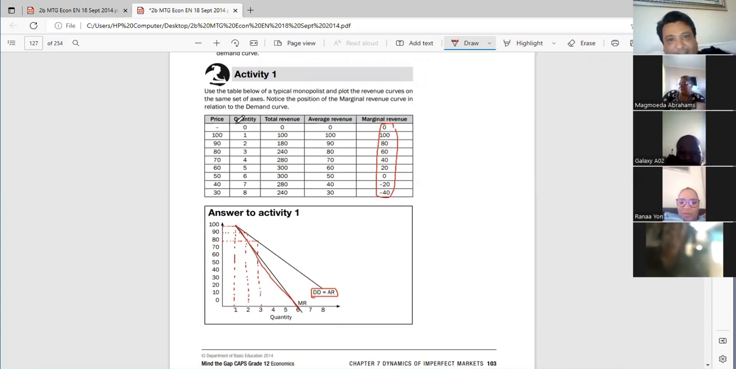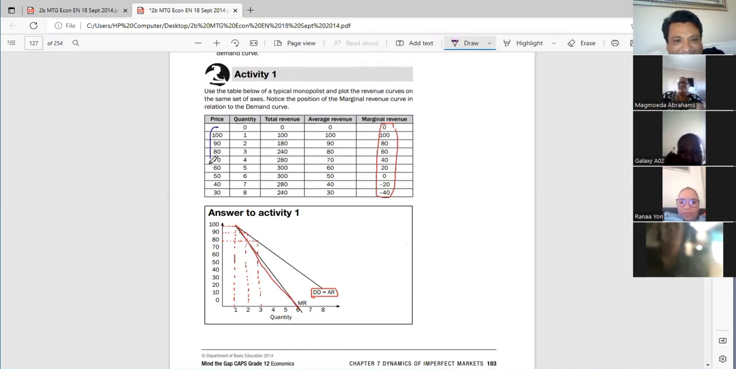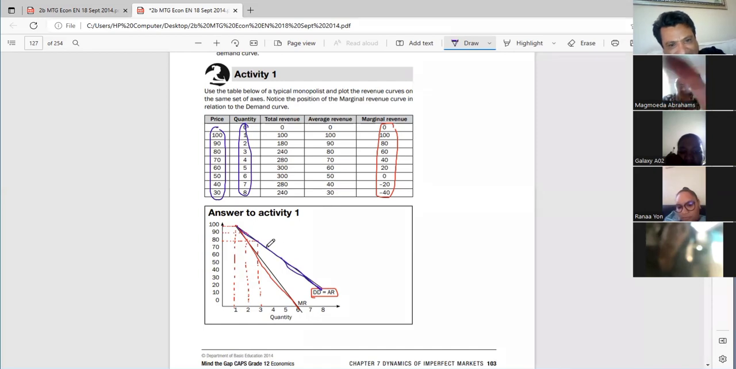Can you see price and quantity? I'm going to make it into a different color. This price and quantity here is this graph here in the blue. Can you see that? That's your demand curve in the blue. Am I right? Can you see that? Yeah. Now, the marginal revenue, stick to the price, but the marginal revenue, you can see at 100, it's 100. Okay? So look at here, this is the marginal revenue here.